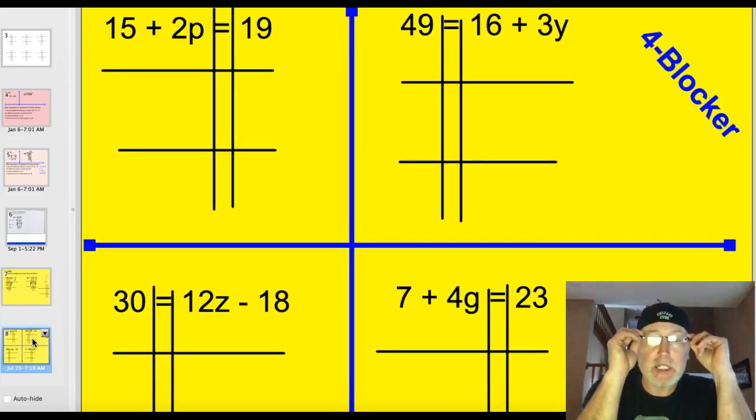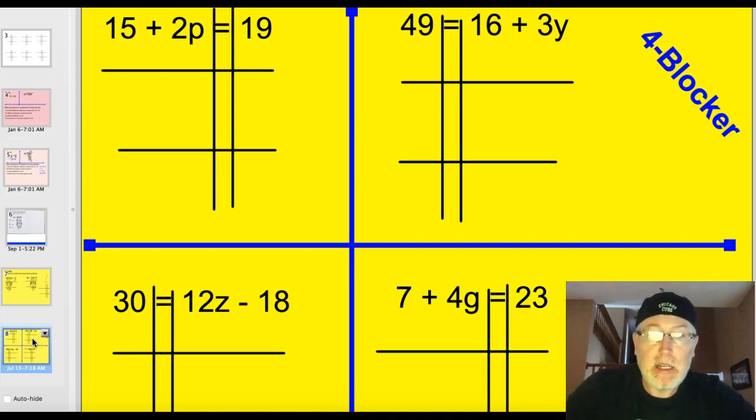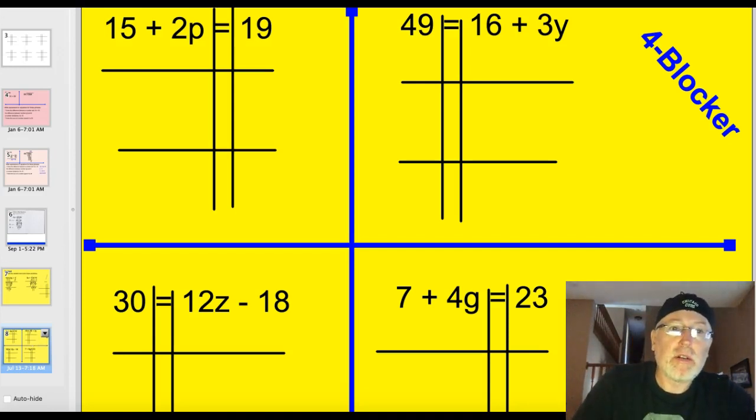All right, try this 4 blocker on your own. This is part of your 6 guided. You have those 2 that I did, and then these ones here. I'll let you go ahead and take a look at those.